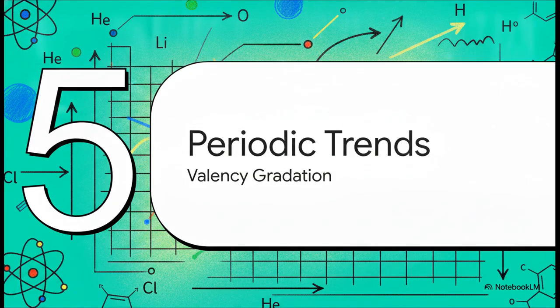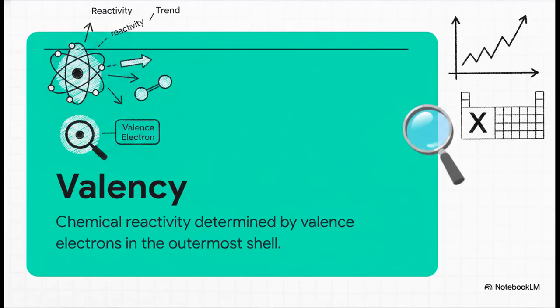And now, we reach Section 5, Periodic Trends in Valency. In this final chapter of today's explainer, let's observe the natural gradation in chemical properties. First, let's quickly recall the definition. As you've learned in the previous standard, valency dictates the chemical reactivity of an element, and most importantly, it's determined purely by the number of valence electrons present in the outermost shell of its atoms.